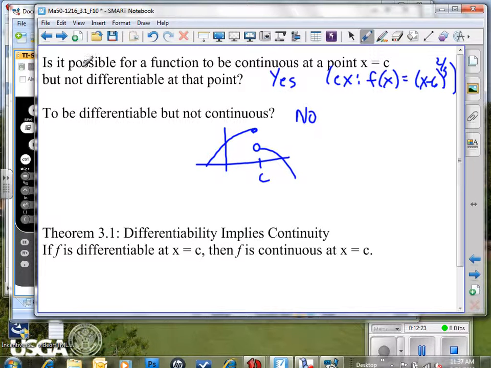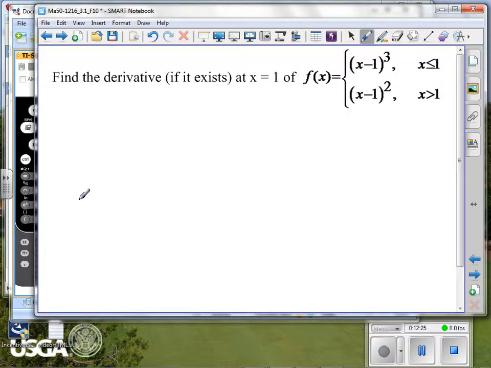Okay, let's go on. Let's find the derivative, or let's find, for Eric's benefit, all of the derivatives if they exist. Okay, let's find the derivative if it exists at x equals 1. And really, when we're at a point, we would only have one derivative here. Okay, let's talk about it. It's a piecewise defined function. We know that it can be continuous and not differentiable, but let's talk about it.